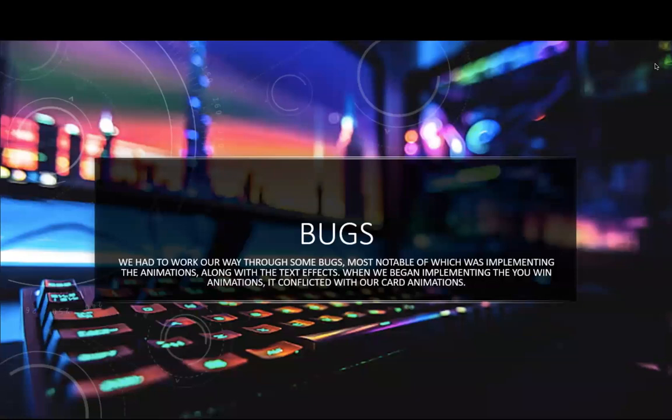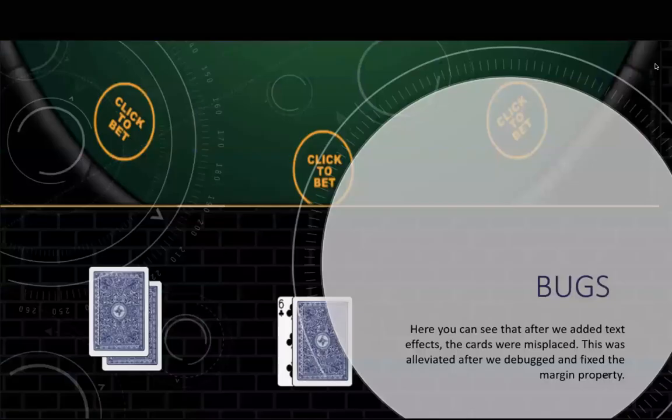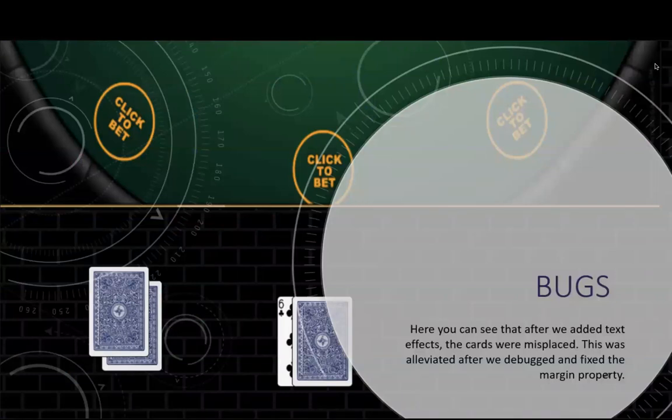For our bugs, we had to work our way through some, most notable of which was implementing the animations along with the text effects. When we began implementing the text animations, it conflicted with our card animations. Here you can see that after we added text effects, the cards were misplaced. This was alleviated after we debugged and fixed the margin property.